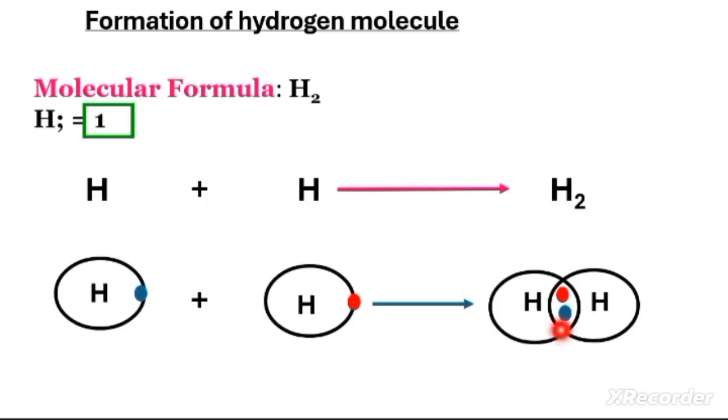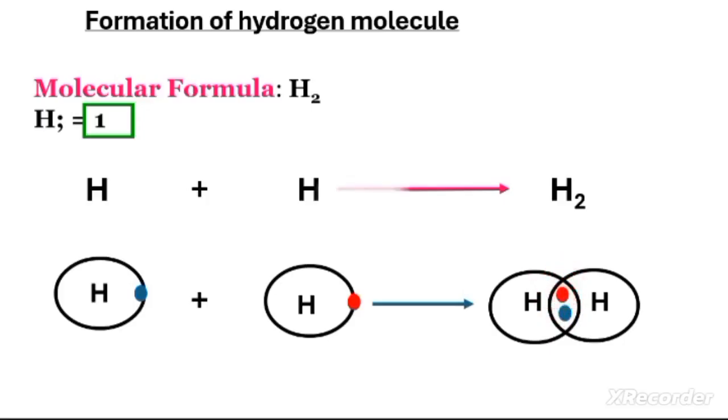As we can see, these two atoms have gained stability. Why are we saying they have gained stability? The first shell is supposed to accommodate two electrons, and the first shell has finally accommodated two electrons.